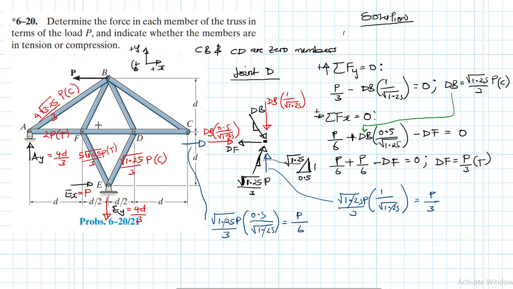So dF is P over 3 and is in tension, and then dB is root of 1.25 divided by 3 P, and this is in compression. Okay, so dB is root of 1.25 divided by 3 P, and this is in compression.